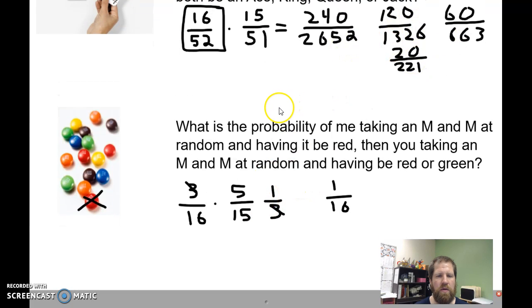When we're looking at dependent events, make sure that you are adjusting for that first event. We're always saying, okay, that first event happened. Now, what's the new situation?